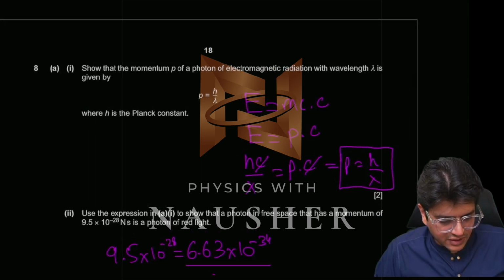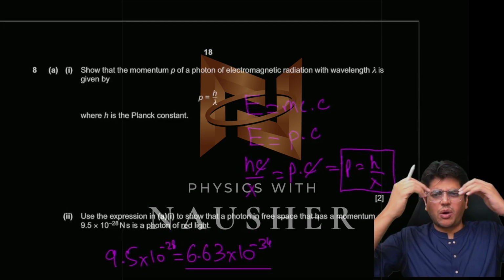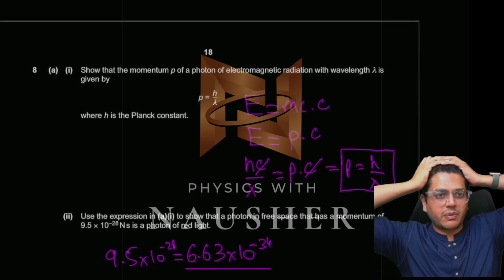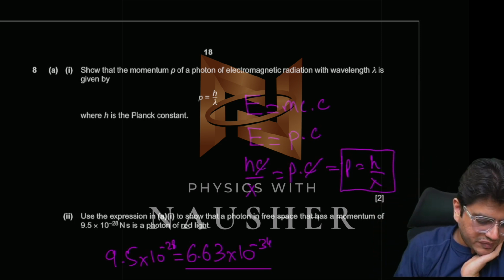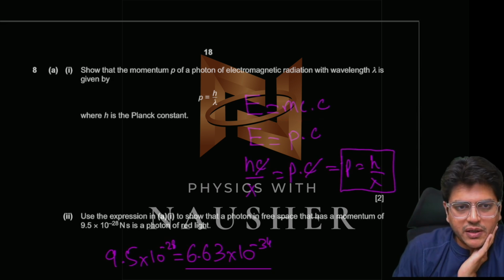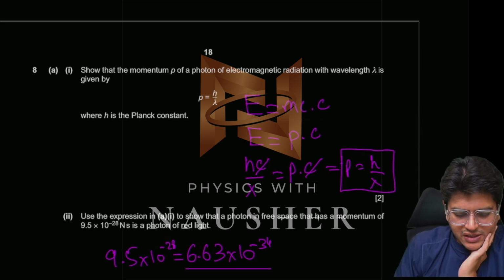Question number 8. Show that the momentum, very common question. Show that the momentum of the particle is given by this expression. So you all know that E is equals to mc square, right? I can break that down. I can write it as E is equals to mc into c. mc is momentum, so E is equals to P into C.